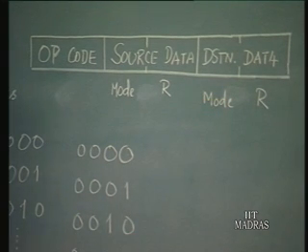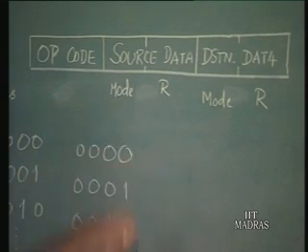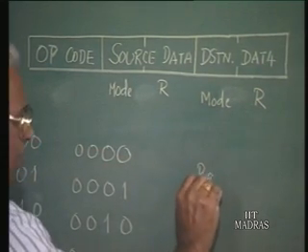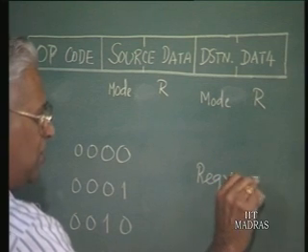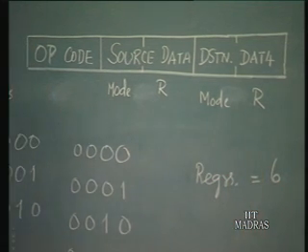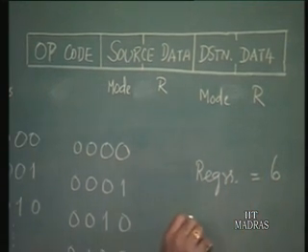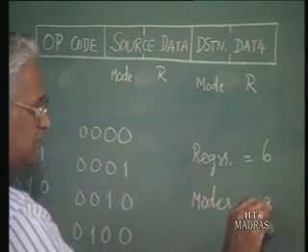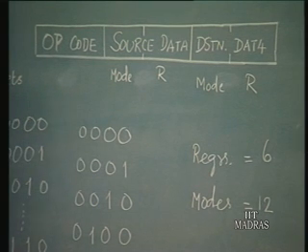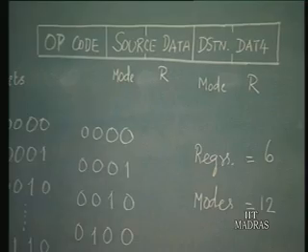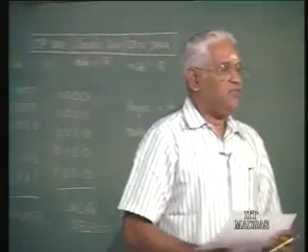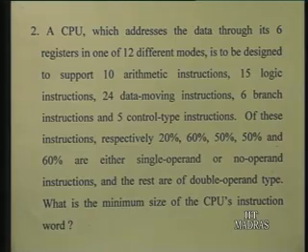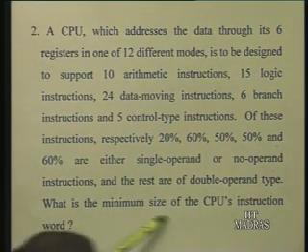So, what it says is the CPU addresses the data through its 6 registers, that is the number of registers you have in this particular one, 6. Then 12 different modes, the number of modes, 12. Fine. Now, what is the question? Let us take a look at the problem again. It says, what is the minimum size of the CPU's instruction word?